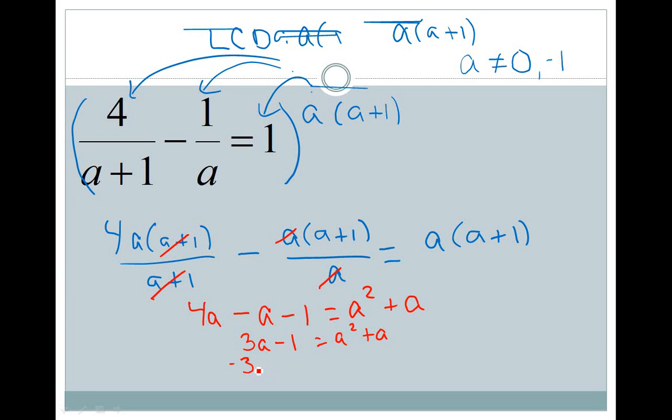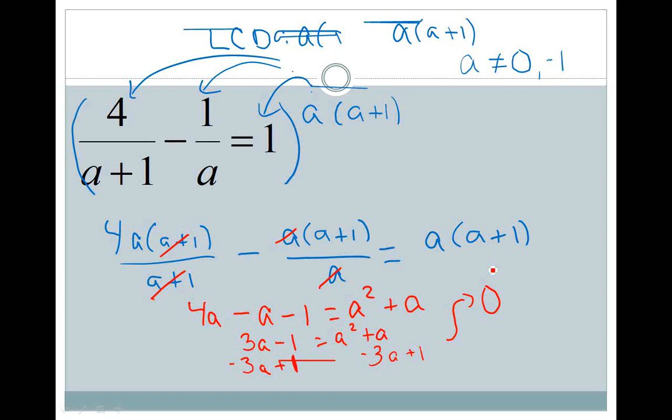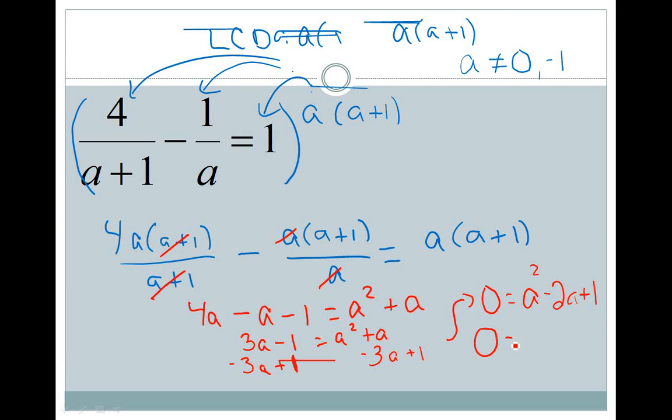So I'm going to move everything over here. So I'm subtracting a 3a and adding a 1. So when I do that, I have nothing on the left-hand side because I moved everything, equals a squared minus 2a plus 1. Now take a look. That's going to factor a minus 1, a minus 1. And because my factors are the same, I get the same answer twice, so I really don't have to write it twice. It's going to give me a equals 1.